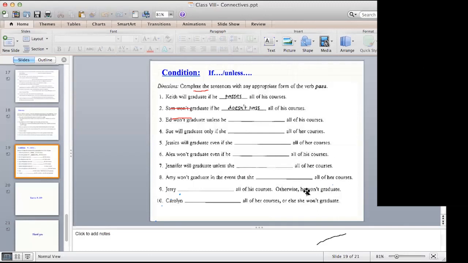Caroline must pass all of her courses or else. So or else is just like otherwise, okay? We have a comma here and a full stop here, capital O and comma, but here we have comma, or else, and then the next sentence, okay? So she has to pass all of her courses or else she won't graduate, very simply, okay?